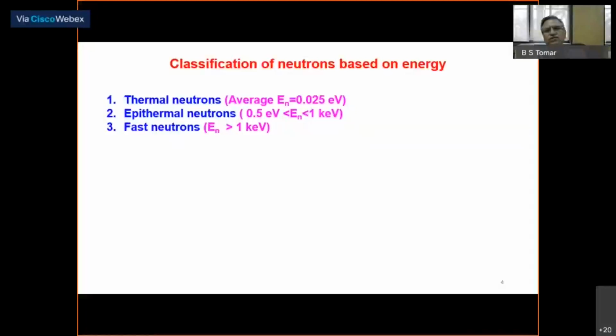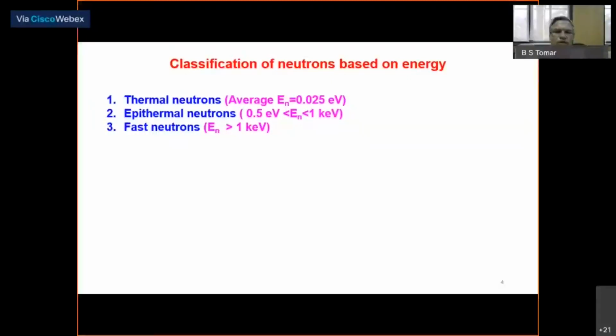Like reactors, reactors are a pool of thermal neutrons, but there will be fast neutrons also in the reactors. So depending upon the type of moderator or the reflector, you will have a pool of neutrons. Then above 0.5 electron volt, you have epithermal neutrons. This is the energy range where you may see resonances in the neutron-induced reactions, and so there are large cross sections in this region. For specific target nuclei, they are very, very useful. So epithermal neutrons are also used in some particular applications.